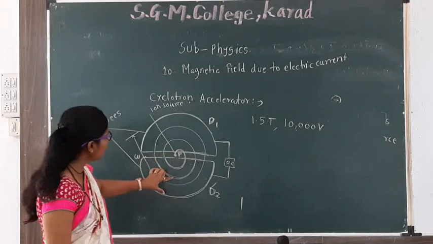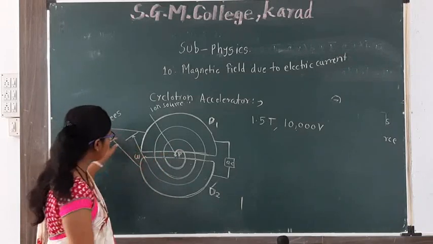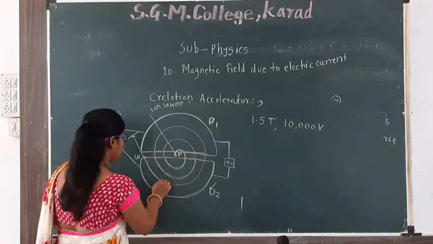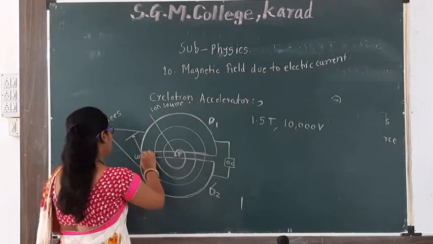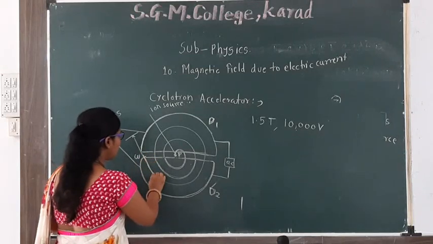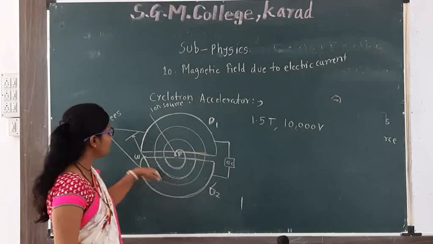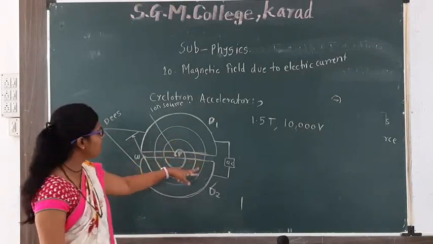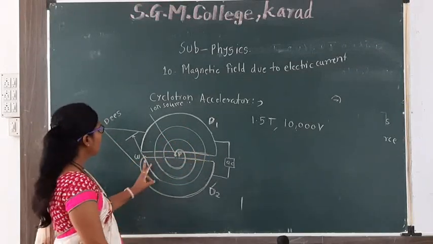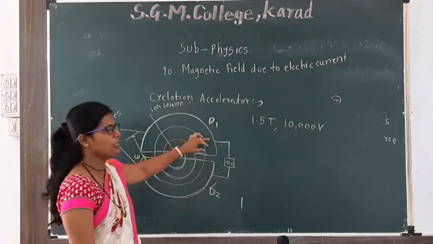The radius and the energy go on increasing, and the path becomes a spiral path like this. Now that is the actual working.